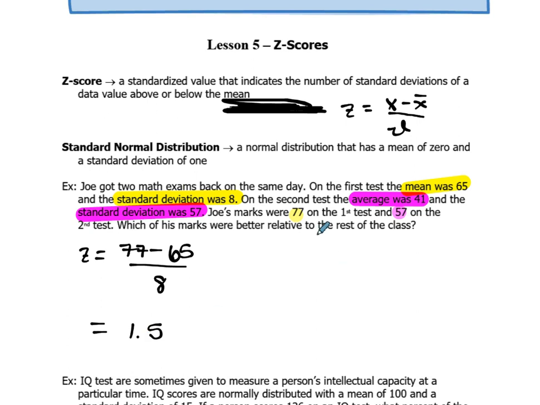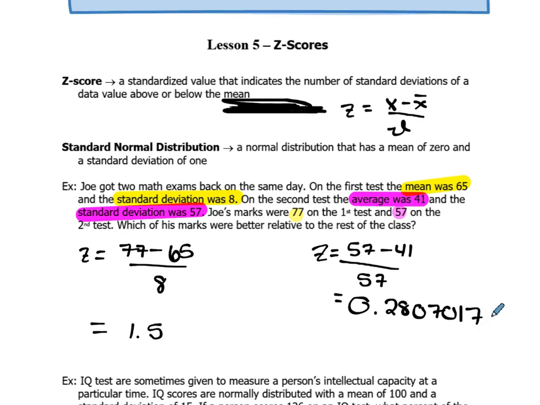Now, the z-score for test number 2 is going to be as follows. He got 57, the average was 41, and the standard deviation was 57. So if I take these, 57 minus 41 divided by 57, I get 0.280701... With standard deviation, we like 3 decimal places. So in this case, it's 0.281. We need 3 decimal places for z-scores.